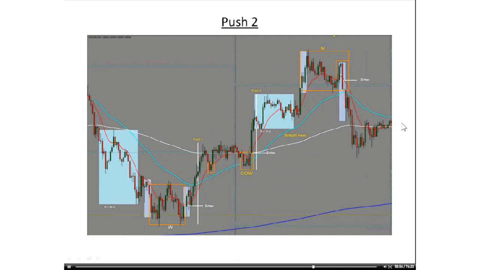Then all we're doing is, if we are a little late and we see a shift bar, all we do is wait for price to retrace back towards the moving average, usually the 13 EMA or a 50% retrace of the shift bar. So that's what we're using the crossover arrow for.